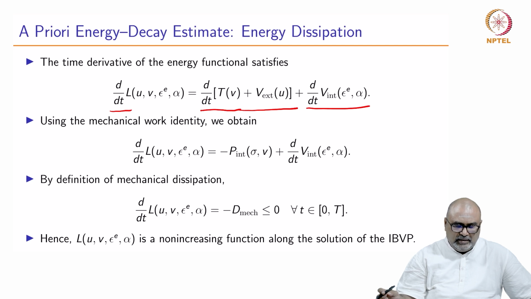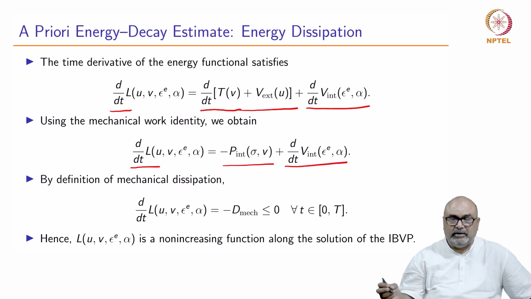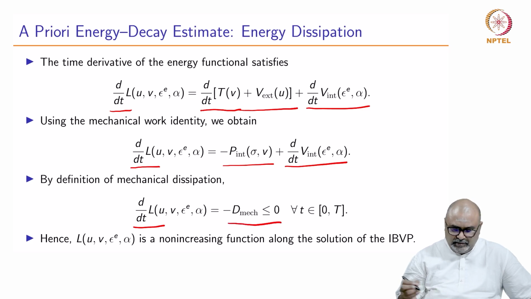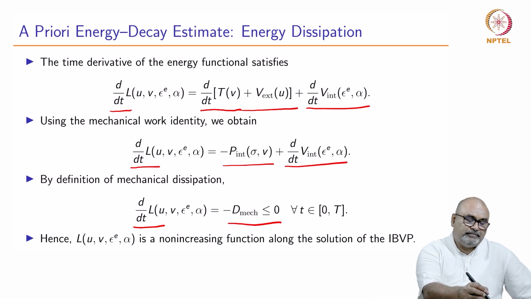Now, using the mechanical work identity, we obtain d by dt of L is equal to minus P internal plus d by dt of V internal. So, according to mechanical dissipation, this d by dt of the functional L is equal to minus the mechanical dissipation D mechanical, which must be less than or equal to 0. Hence, L is a non increasing function along the solution of the initial boundary value problem.